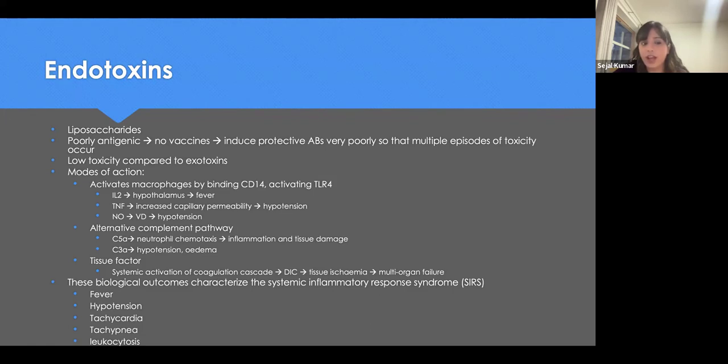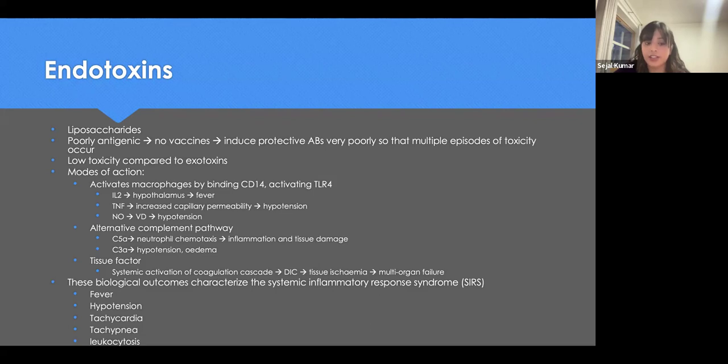They can also, I think, work through the alternative complement pathway. So C5a can induce neutrophil chemotaxis, leading to inflammation and tissue damage, and C3a leads to hypotension and edema.